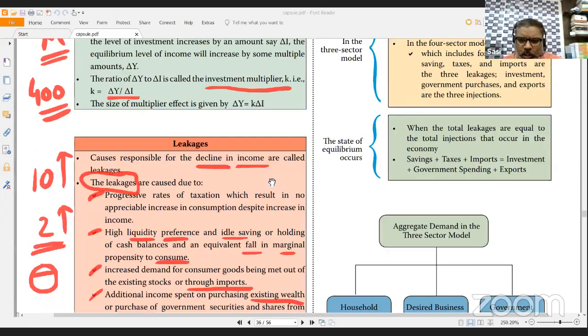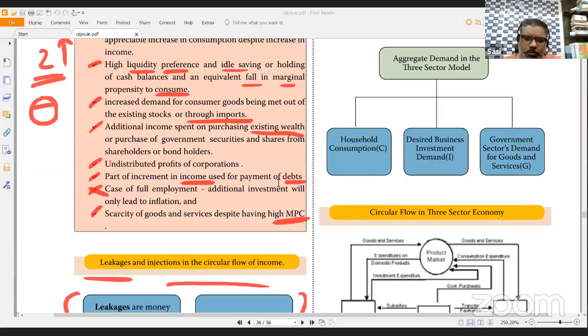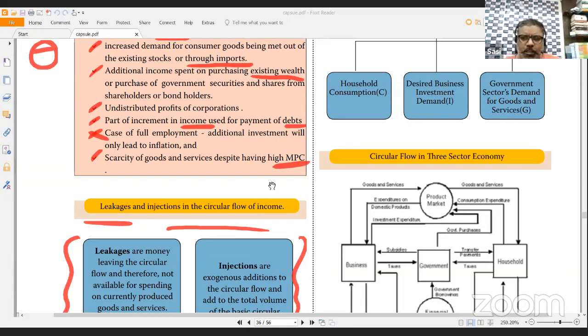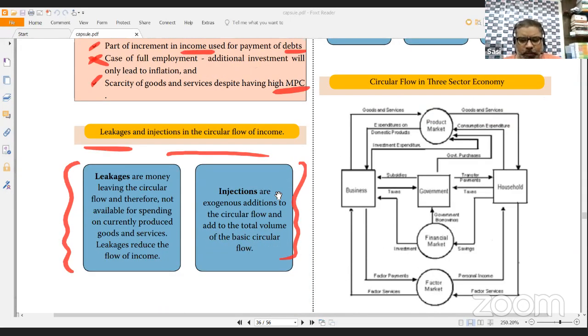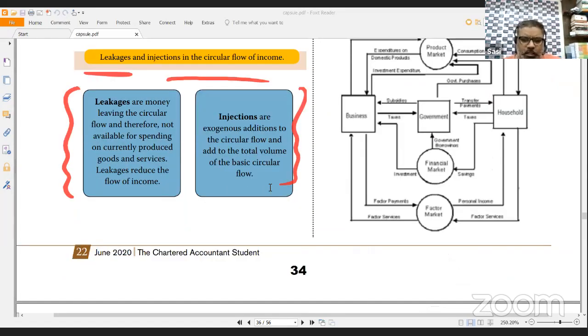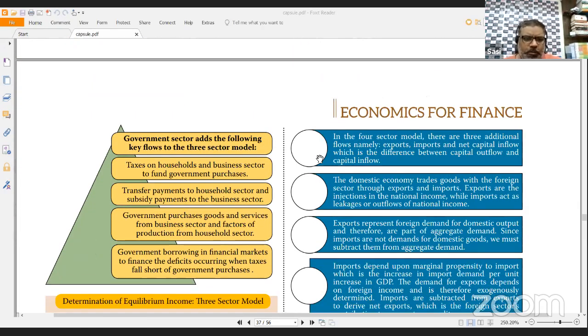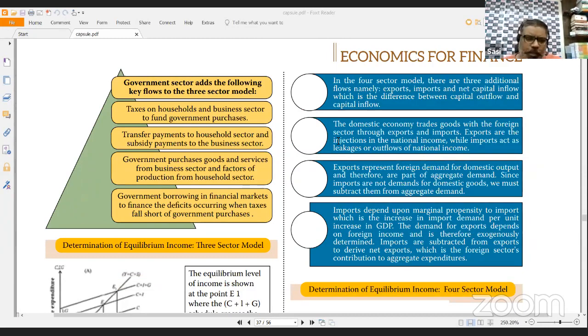Now, moving on to a three-sector model. In the three-sector model of Keynes, in addition to the household consumption and investment from the business, C plus I, there is one more player that is added, that is government. And that can be considered as G. And what the government does. So what is the role of the government in an economy or in a three-sector model in general if we see? Government sector adds the following key flows.